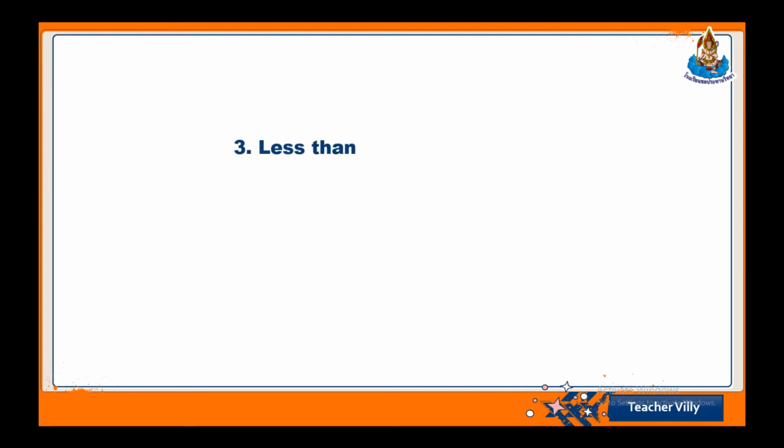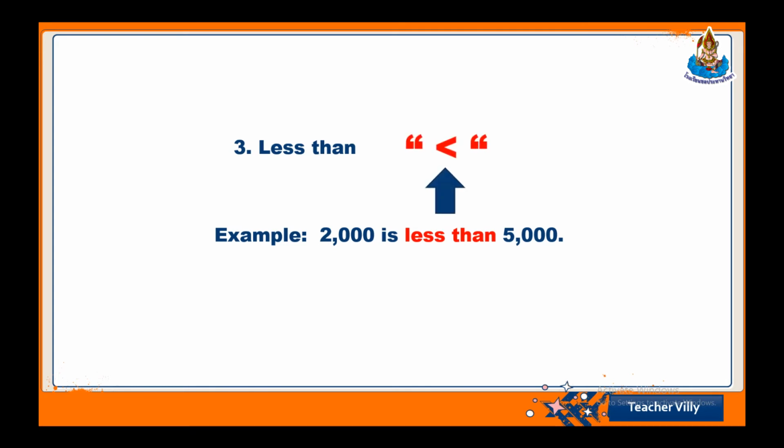Third, less than, or is smaller than. Smaller or less than. We have an example: 2,000 is less than 5,000, or 2,000 is smaller than 5,000. So we have to use the symbol less than. This is the symbol for the word less than.